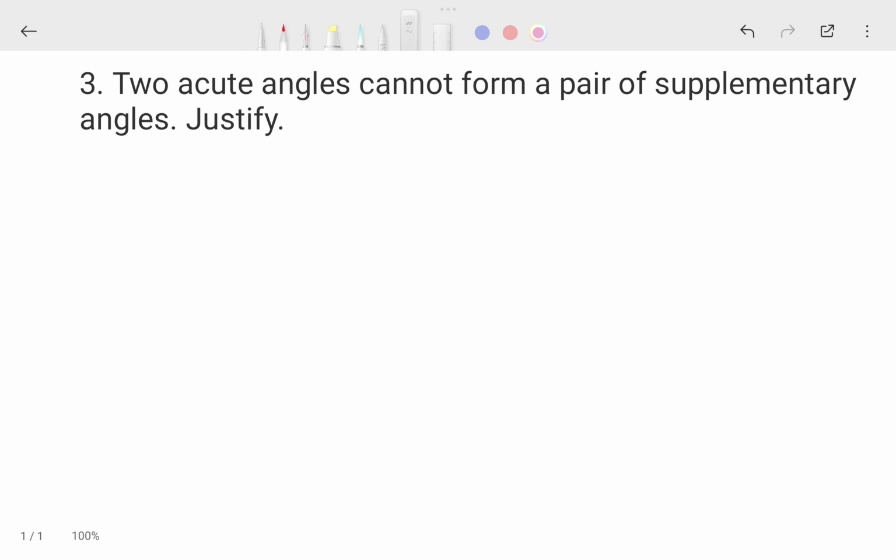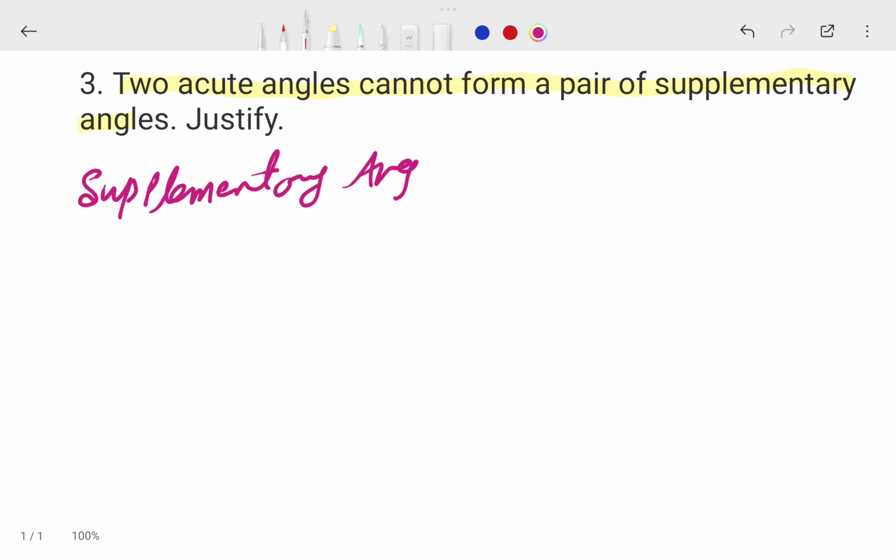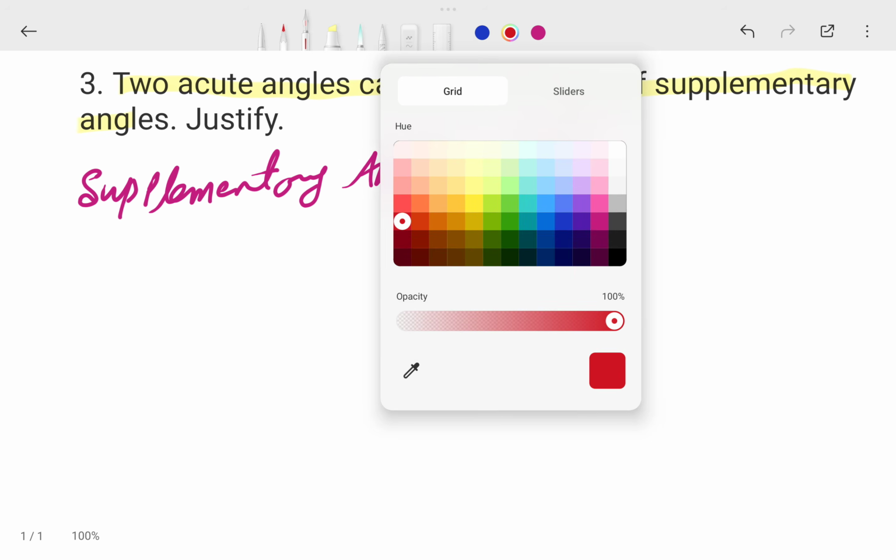Third question, what is it telling? Two acute angles cannot be a pair of supplementary angles. Justify. This is telling that two acute angles have a sum. Now, two acute angles cannot be a pair of supplementary angles. The supplementary angle is how much? First write supplementary. Okay, now just wait a minute, I will tell you. The supplementary angle is how much? 180 degree.